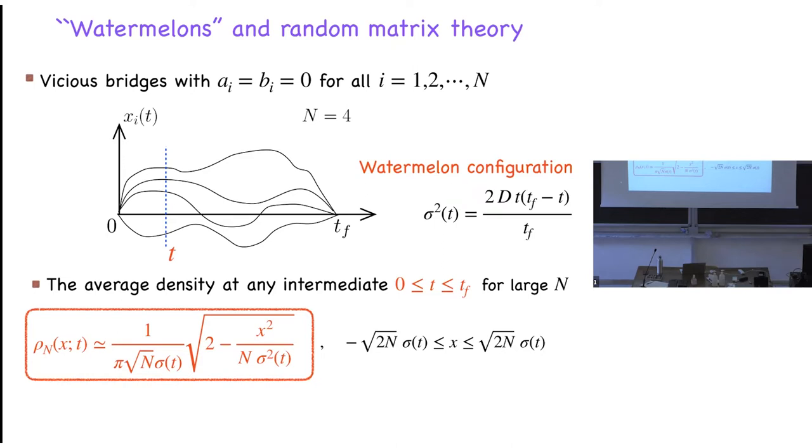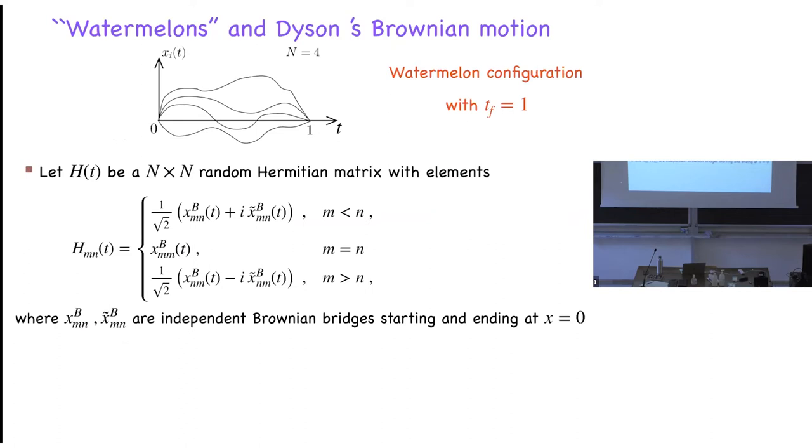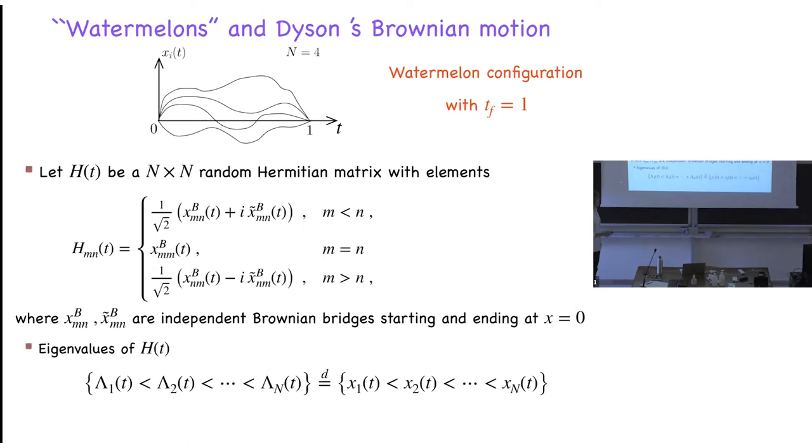So how to generate that? Well, it's well known that you take a Hermitian matrix, n times n, and inside of it you put random bridges, so Brownian bridges, both for the real and complex parts, and all of them are independent. Of course, you have to respect the Hermitian property. If you run your dynamics, what you can show is that these are the positions of your walkers, the lambda_i's are the eigenvalues of your random matrices, and these two processes actually do coincide. That means you can generate this configuration by simply diagonalizing your random matrix at each time step.